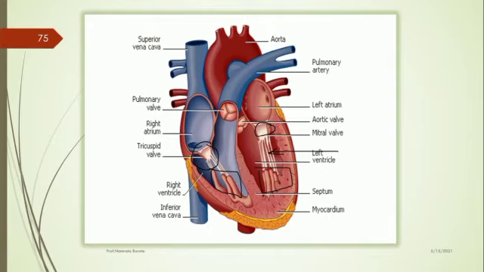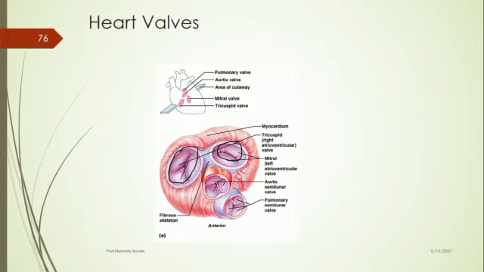What is the columnae carneae, also called the trabeculae carneae? It is a series of irregular muscular ridges present on the inner wall of the ventricle. I think all of you understood it. Let me see the further one.